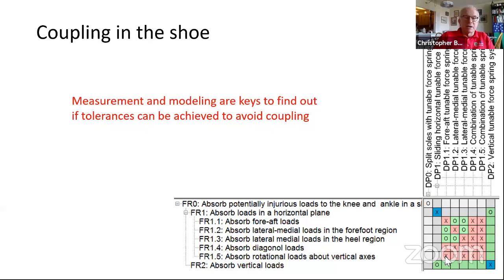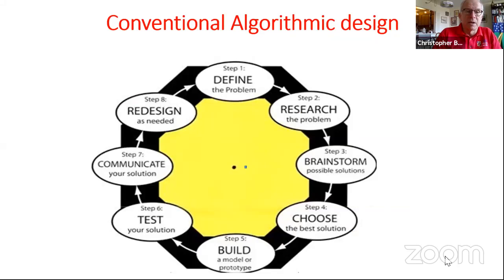So we've got some challenges in the shoe because we need to keep it light, we need to keep it flexible, so we can plane it well, and we need to only transmit forces that might cause injury. So anyway, now we've talked a little bit about axiomatic design.